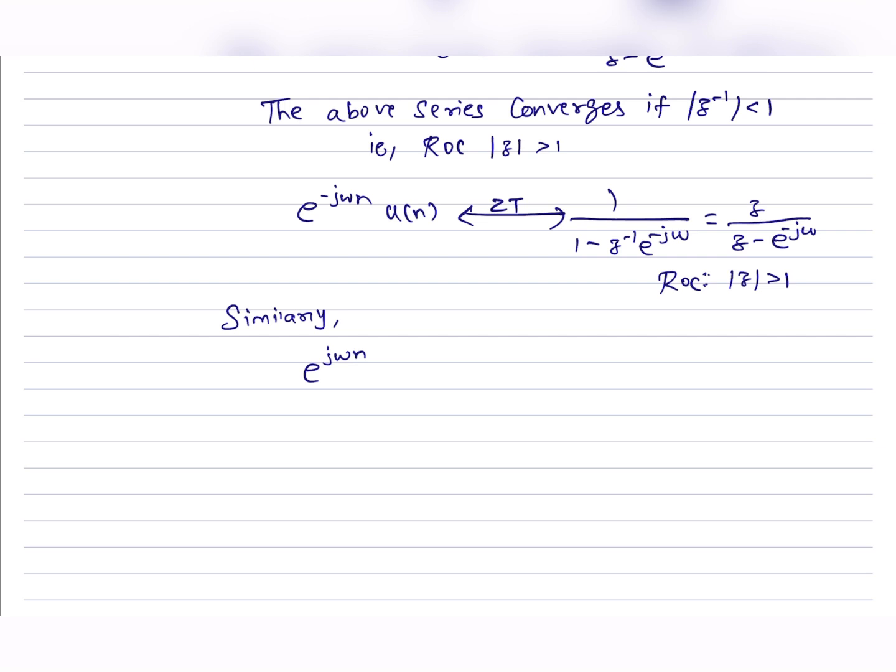Similarly, if you talk about e power plus j omega n u of n, that will have this transform 1 over 1 minus z inverse into e power j omega, or z by z minus e power j omega, and the ROC is mod z greater than 1.